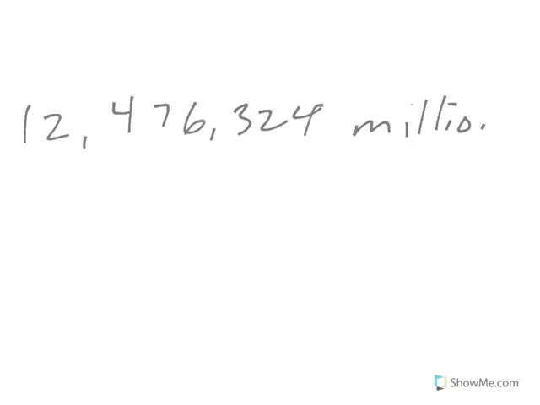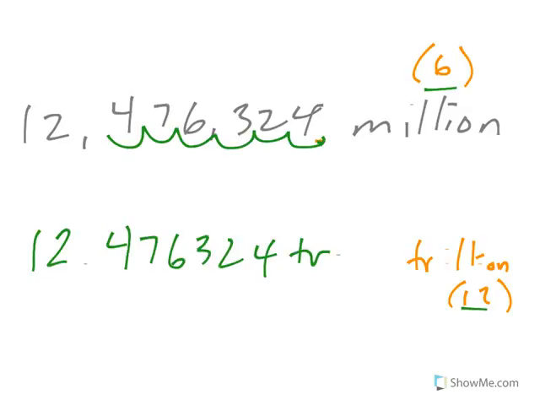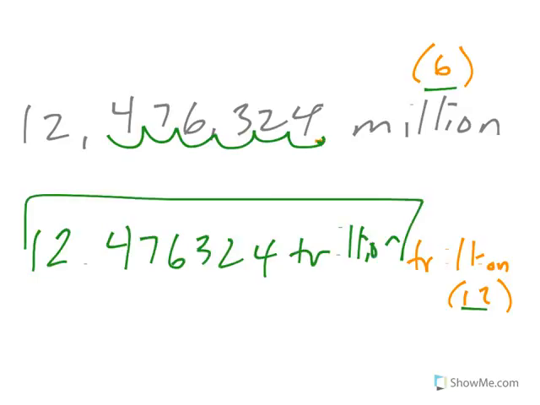And that's a way that you can go back and forth. Now, depending on your understanding of this, if we go back to the very first number, if you understand million is 6, and if you want to go to trillion, trillion is 12. Well, the difference between 6 and 12 is 6. So my decimal place has to go 6 more places: 1, 2, 3, 4, 5, 6. And that gives me 12.476324 trillion. Right? So you can do it that way.